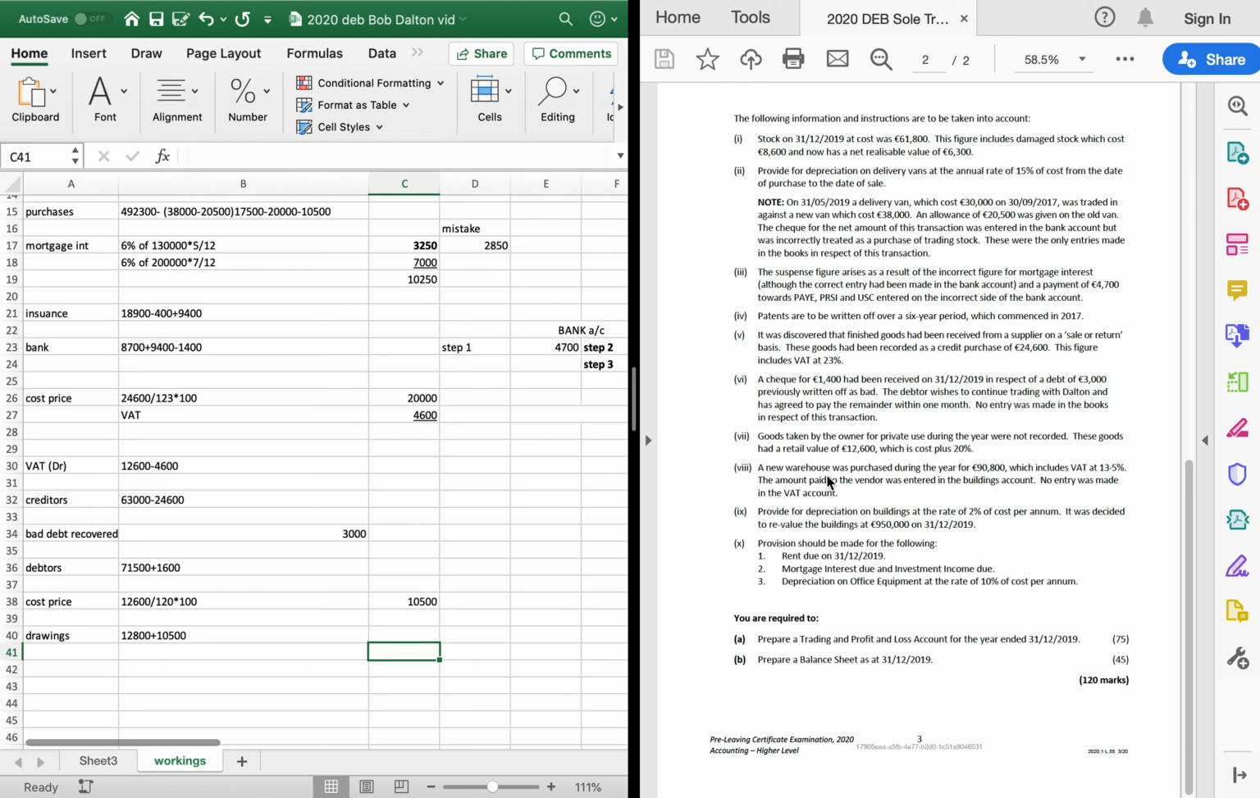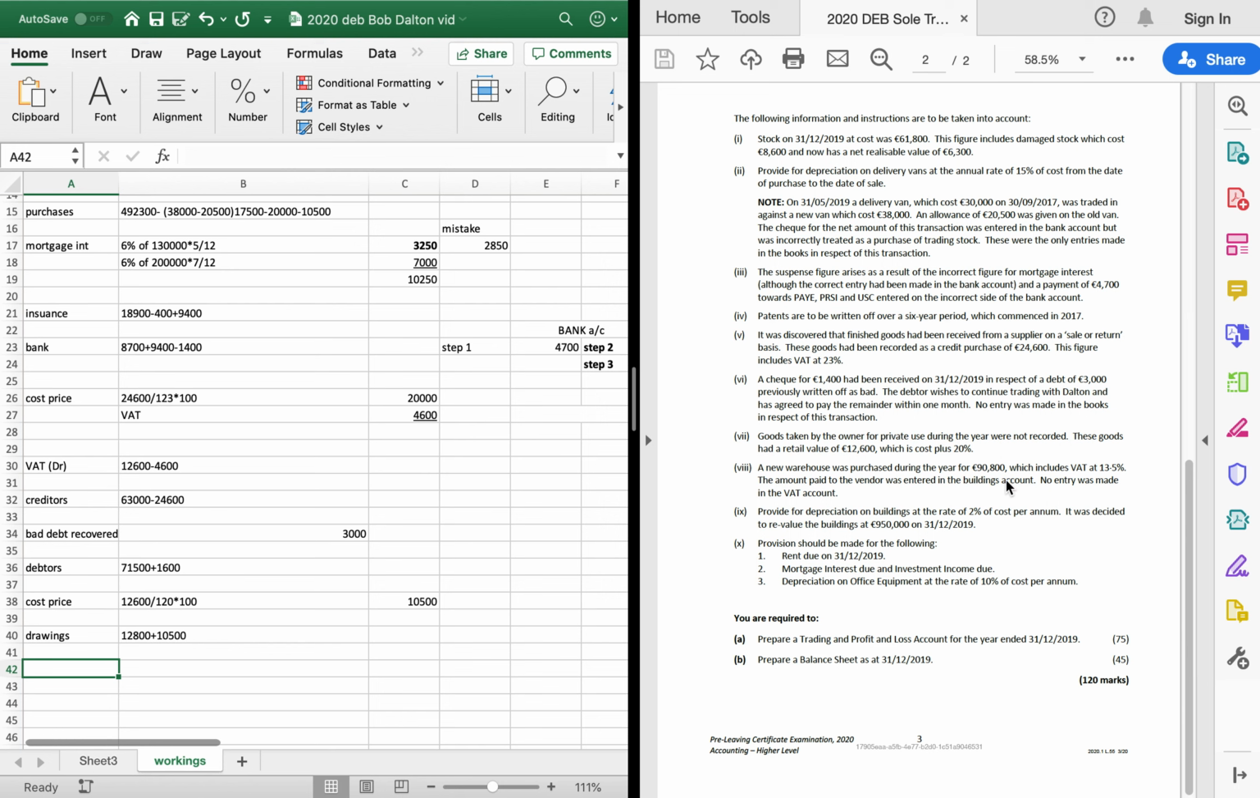So it's again understanding your rules of accounting. You can't include VAT in anything other than the VAT account. So the new warehouse was purchased during the year for 90,800, which includes VAT at 13.5%. So we have to find what the VAT amount is.